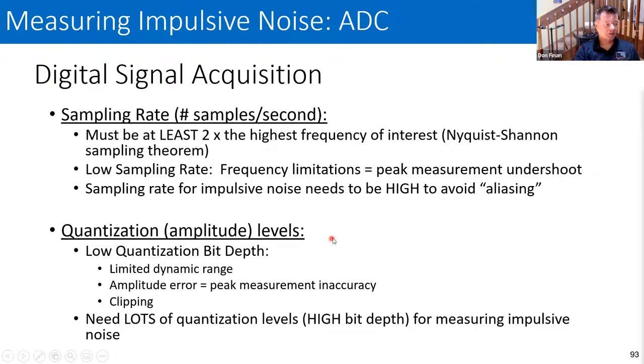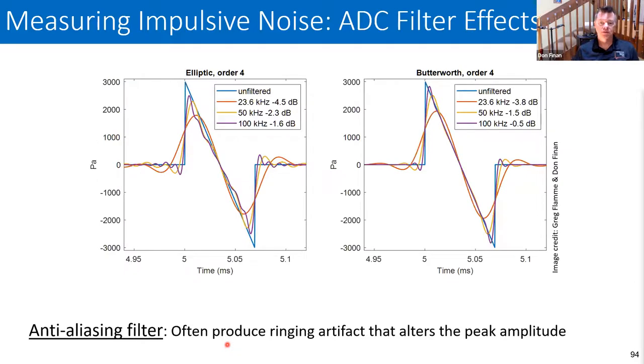Quantization levels. If we have a low quantization bit depth, very, very few of those amplitude steps, the amplitude measurements won't be accurate. And again, we can make a measurement that is not accurate, and we can undershoot in terms of the actual measurement. We might have a signal that's 180 decibels. It might turn out our measurement might show 172 decibels. We can also have a problem with clipping. Clipping is something I'll mention a little bit more in a second, but that's a real problem that can occur with these electronic devices that can essentially destroy your signal without you knowing it, and also cause inaccurate measurements.